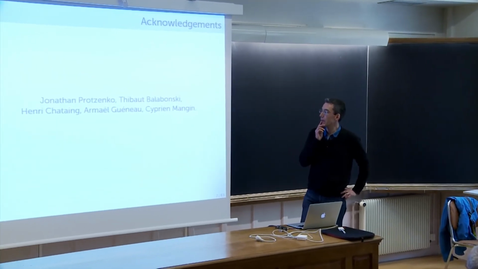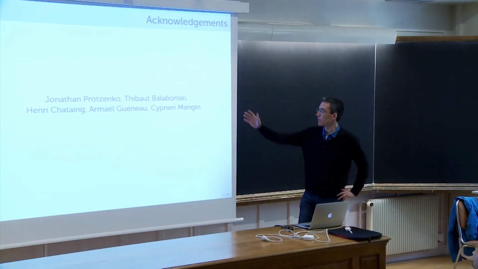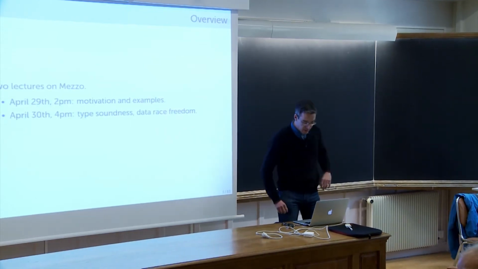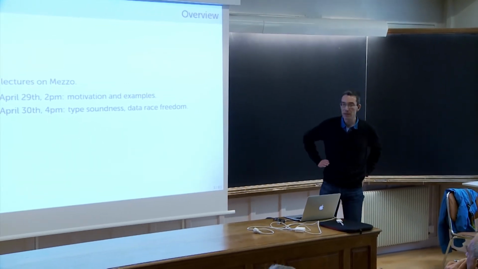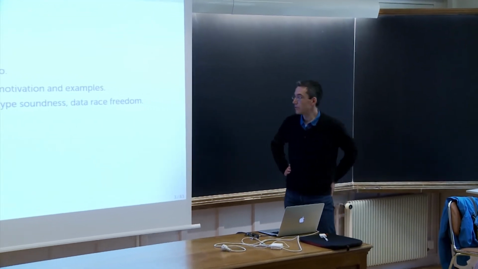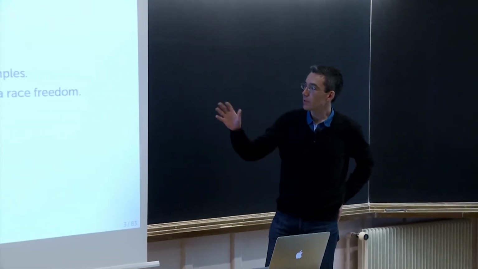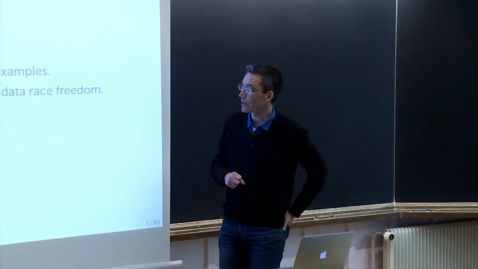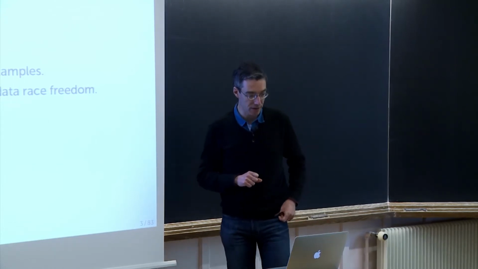This is work by Jonathan Protsenko, mainly, who is my PhD student, and also the other people listed here, and myself. So today I'd like to explain what Mezzo is using examples, what's the motivation, what it looks like, what we're trying to achieve. And tomorrow, time permitting, I will try to go into the more theoretical aspects. How do you prove that this programming language is type safe? And this is a proof that we have mechanized in Coq.